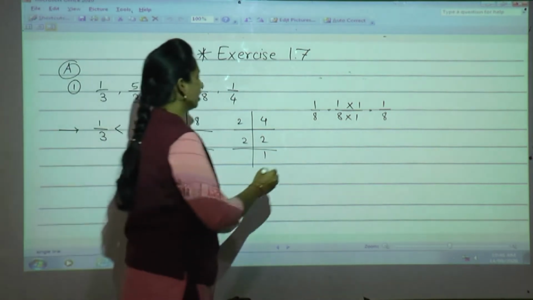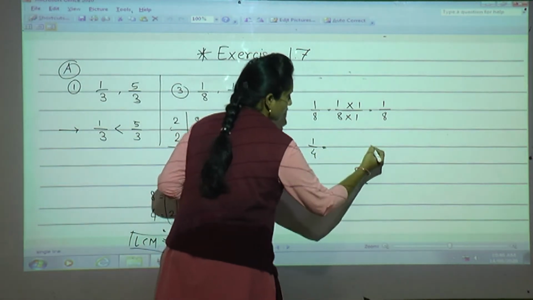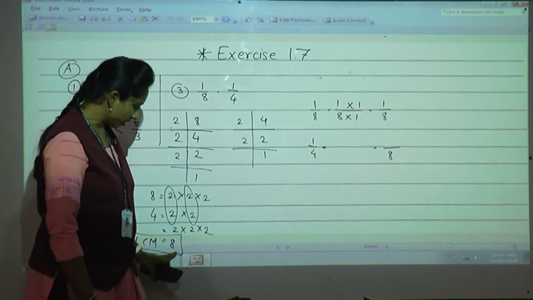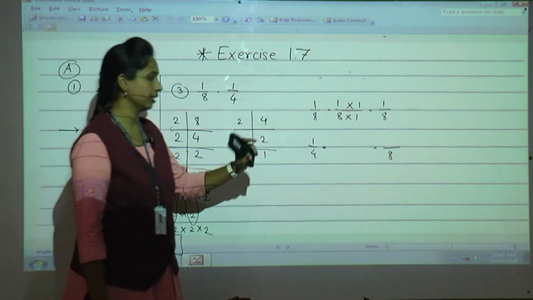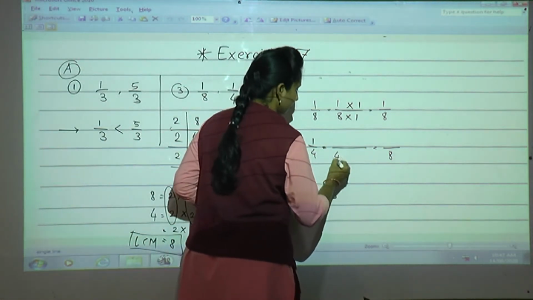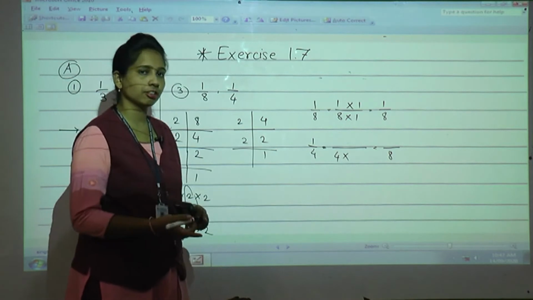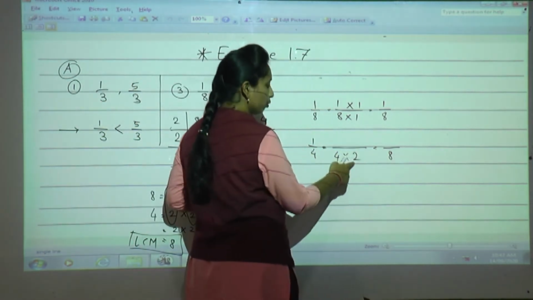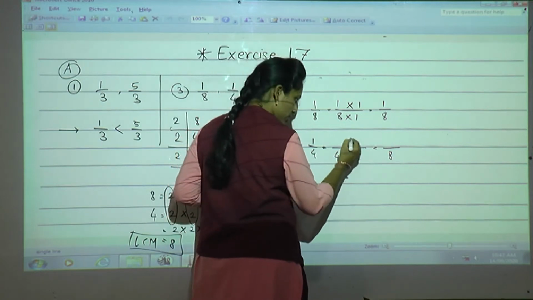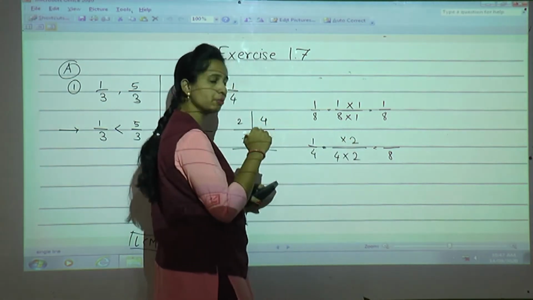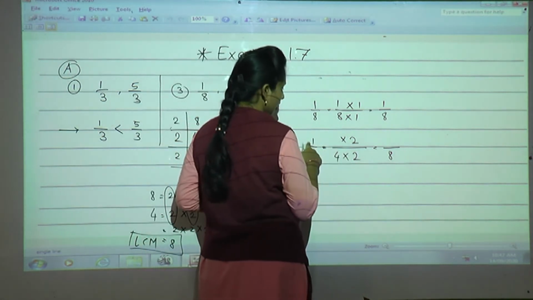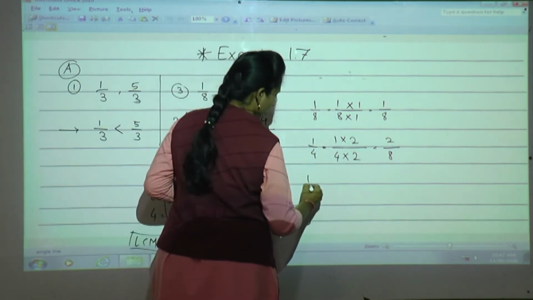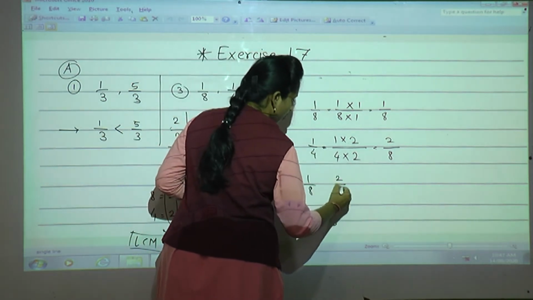Now the next number, 1 upon 4. First you have to write 8 directly in the place of denominator because the LCM is 8. So now we need to multiply. Now 4 multiplied by what gives 8? 4 2s are 8. Isn't it? Now 2 we have taken in the place of denominator, so the same number we have to multiply in the place of numerator also. Now see here, what is there? 1. 1 2 is 2. Now see what numbers we got: 1 upon 8, 2 upon 8.